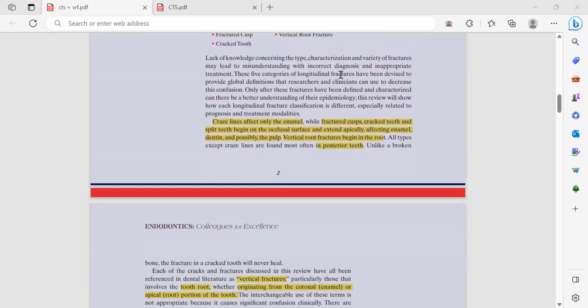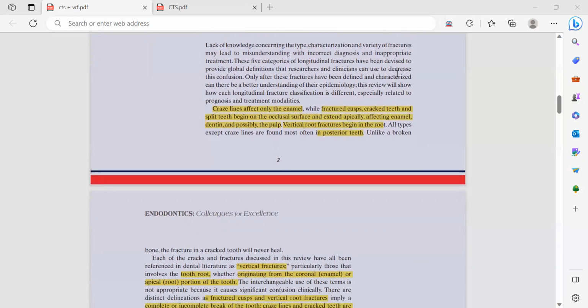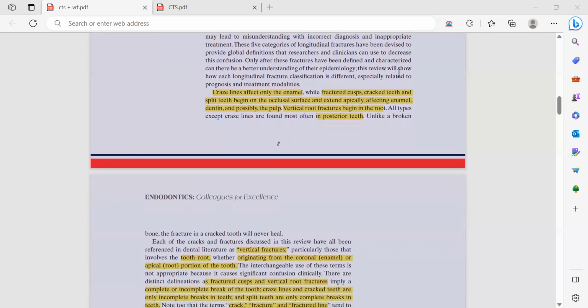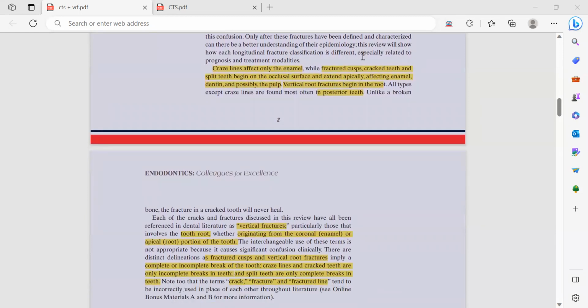These five categories of longitudinal fractures have been devised to provide global definitions that researchers and clinicians can use to decrease this confusion. Only after these fractures have been defined and characterized can there be a better understanding of their epidemiology. This review will show how each longitudinal fracture classification is different, especially related to prognosis and treatment modality.